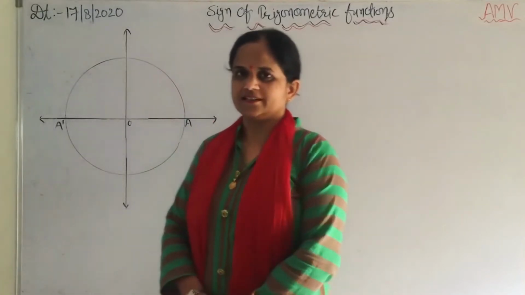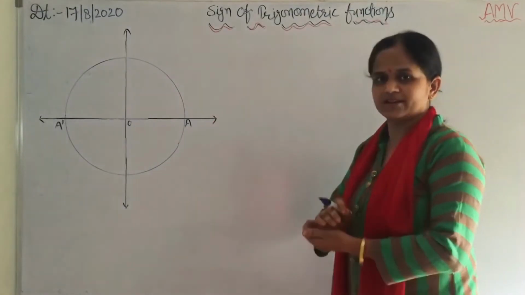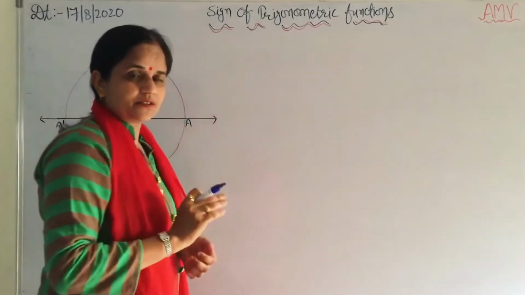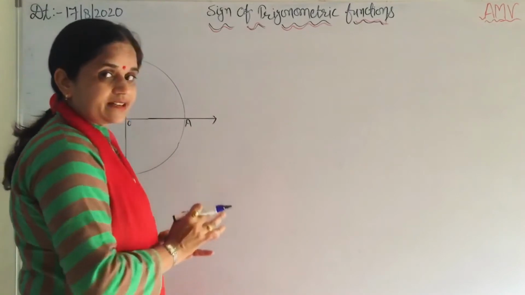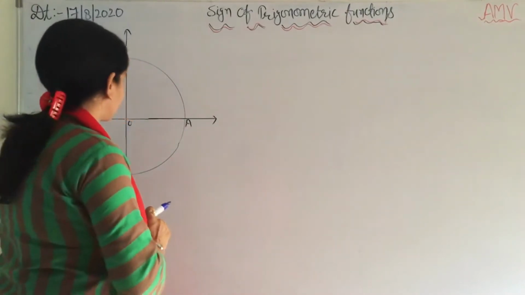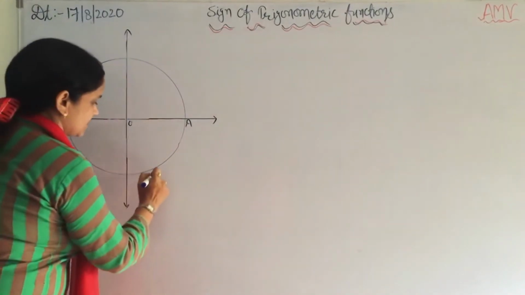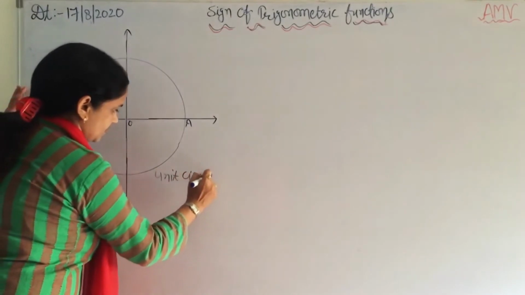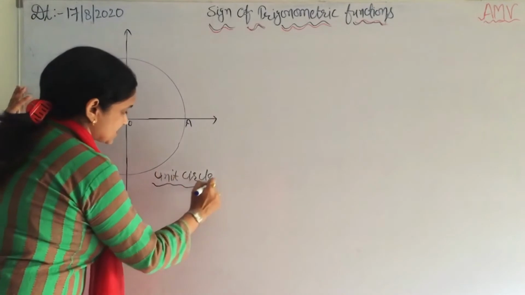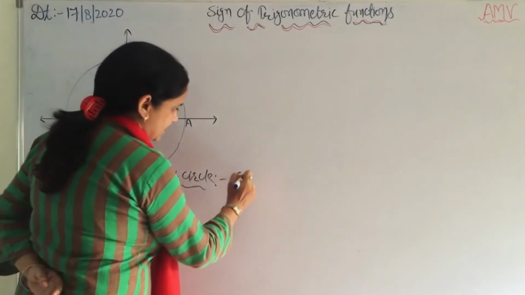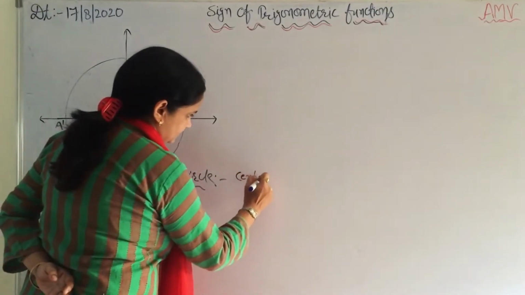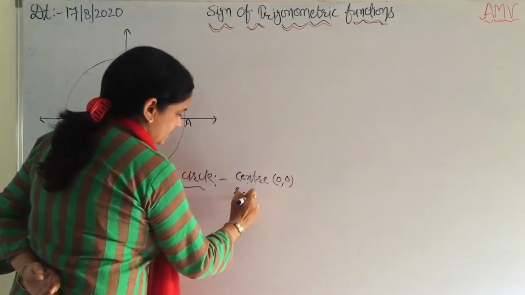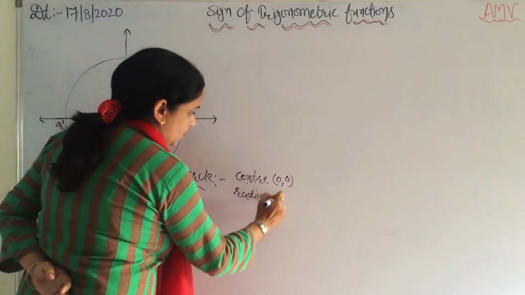We are going to start the signs of trigonometric functions. First of all, for this topic, you have to understand the unit circle. Okay, so it is a unit circle. For a unit circle, students, the center is (0, 0) and the radius is 1 unit.